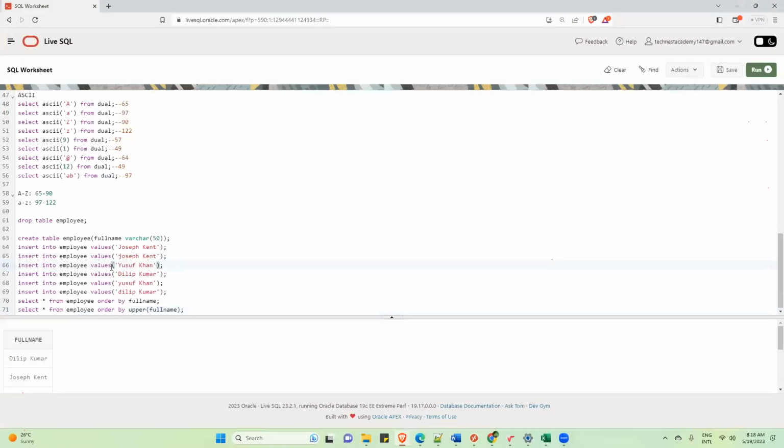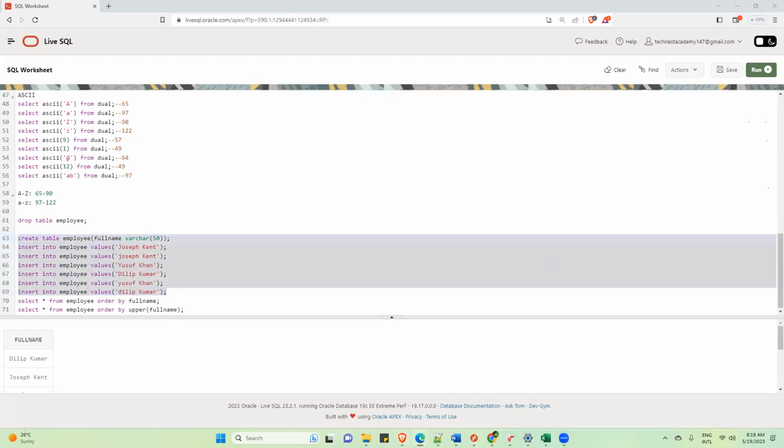Convert all the data to uppercase. Good. Then after that, order by ascending, sorted in ascending order. Good, very good.